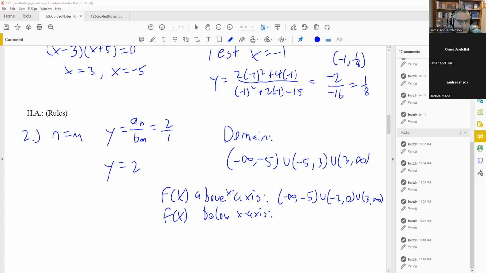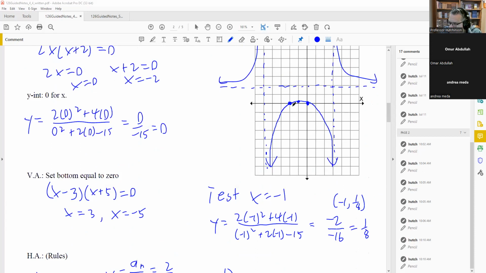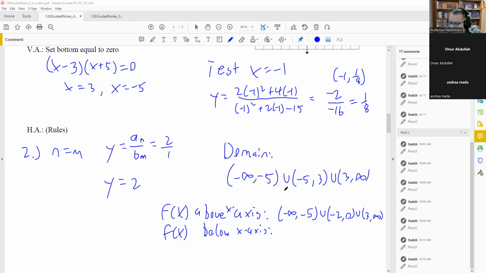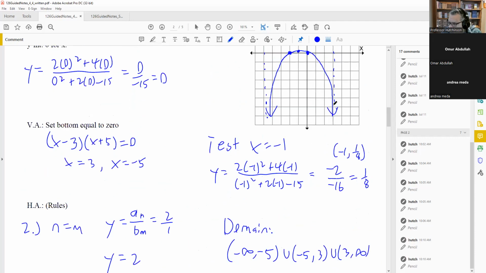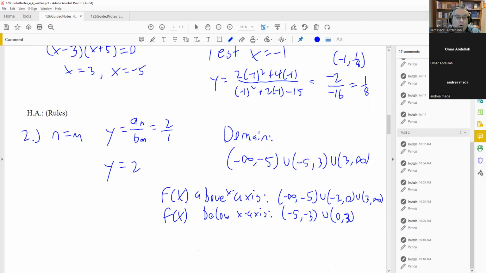Okay, so we have each of these, and then the below is the two pieces. We've got the section from -5 to -3, and then from 0 to 3. Okay, so -5 to -3, and then we have it from 0 to 3. All right, so that's the places where the graph is going to be above and below the x-axis.